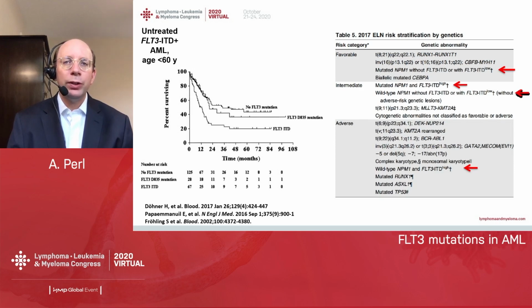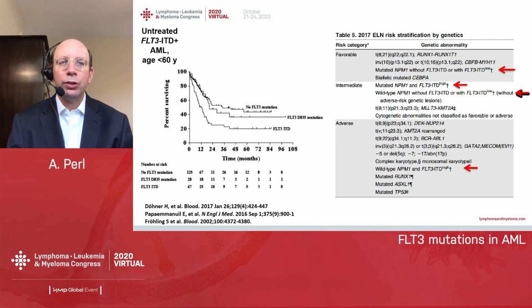The ELN more recently has taken a little bit more nuanced approach now that there's more known about cooperating mutations. And co-mutations in NPM1, as well as variations in the allele burden of FLT3 ITD, will modulate the risk profile of a patient with a FLT3 ITD mutation. So as you can see from the right, the ELN makes up favorable, intermediate, and adverse risk groups in AML. And there are patients who have FLT3 mutations in all 3 risk groups.